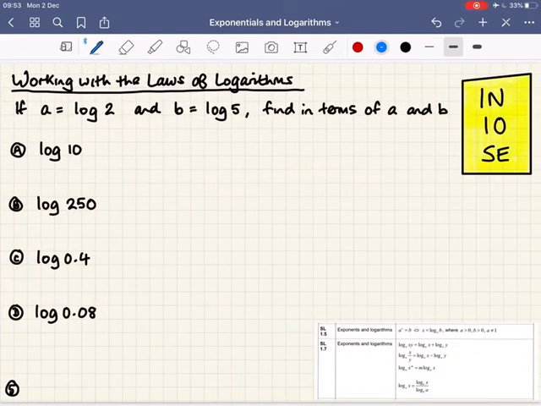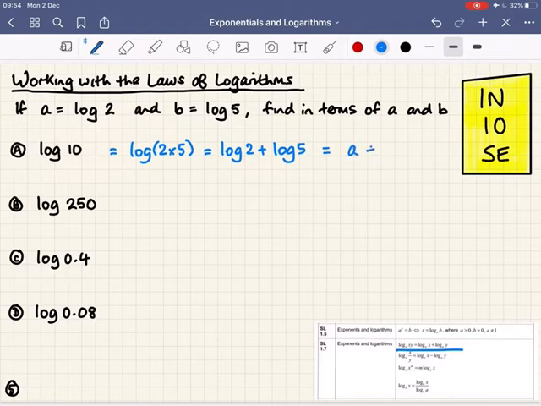In a similar manner, but this time with numerical values rather than algebraic, we're often asked to split things out and find an expression in terms of, in this case, log to base 10 of 2 and log to base 10 of 5. And this is just about finding a way of expressing the number you're given in terms of the numbers you want to get to. So this is all in base 10. Log of 10 is simply log of 2 times 5. And we know that we can split that out to make it log of 2 plus log of 5, just using the first of the rules there on the formula sheet. And I've got my a and b there. That's just a plus b.